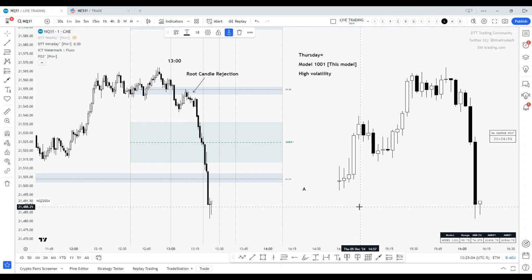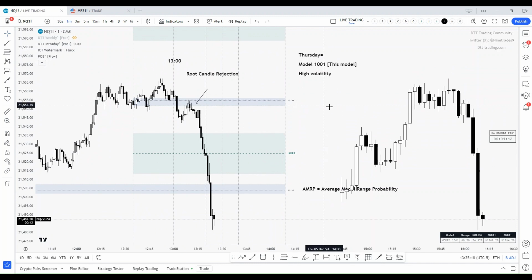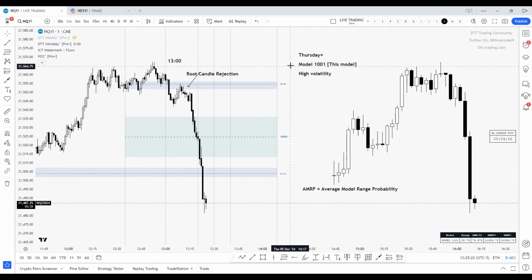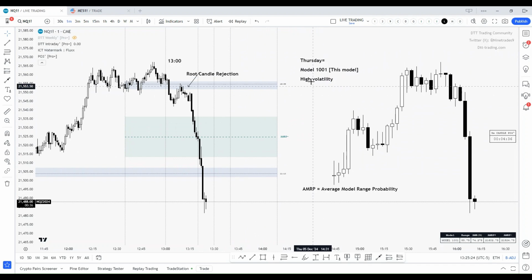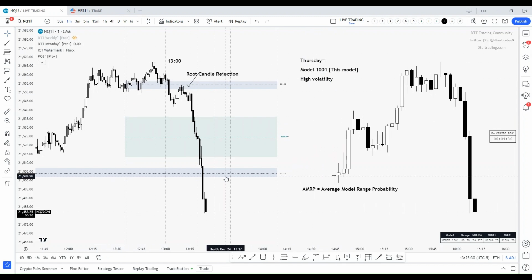Yeah. We had a question on what AMRP is. That's average model range probability. So the probability, like I mentioned earlier, that price will move how far within this time to this time, right? So now what we're seeing, it's not uncommon, specifically for Thursdays, Model 1001, to have higher volatility than usual. And that's kind of what we're seeing now, right?